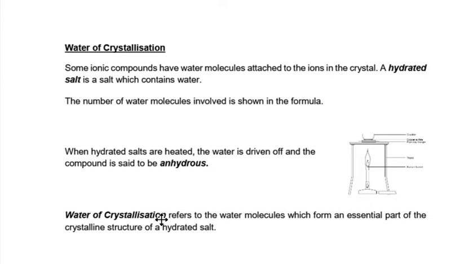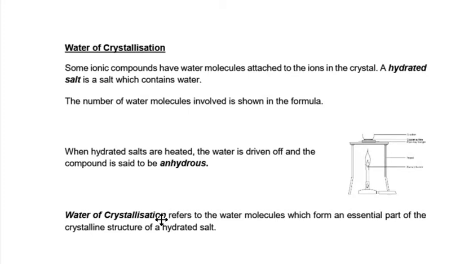So let's have a look at water of crystallisation. Some ionic compounds are going to look much more crystalline than others. Some of them are going to look powdery and dry, and others are going to look like crystals. Salt is a good example of something that looks very crystalline. Copper sulfate crystals, you might be familiar with, always look very crystalline, nice and shiny and have a crystal shape.